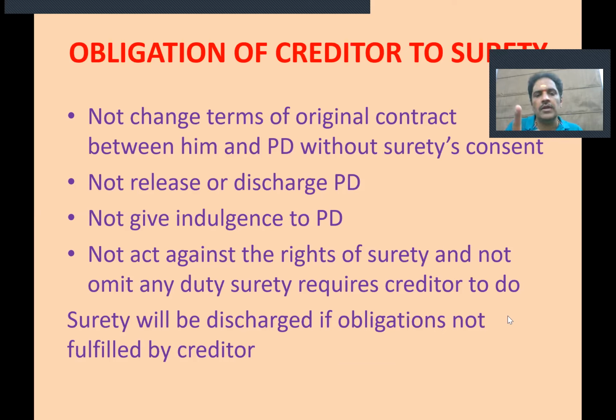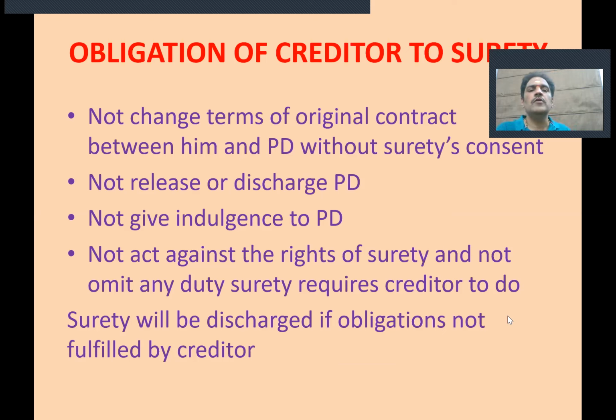So if the creditor does not meet any of these obligations, then the surety will be discharged, because all these affect the rights of a surety. One, changes in the terms of the contract between him and the principal debtor without the surety's consent. So the terms have changed. Now the surety can say that I am no more involved in this. I am not aware of what I was initially given. You have changed those terms, so you have not kept me in the loop. So I am not bound by whatever you are doing.